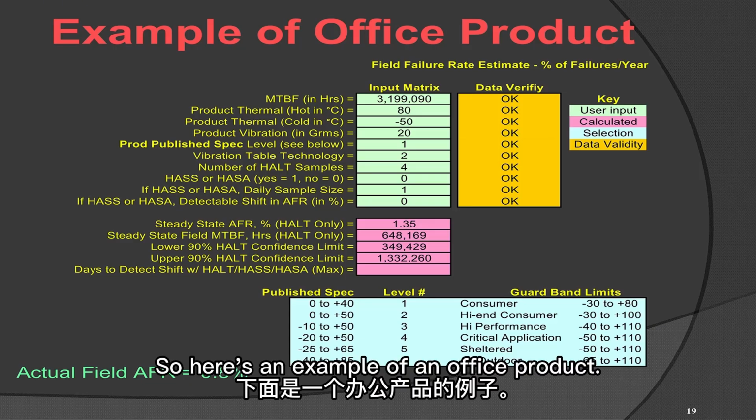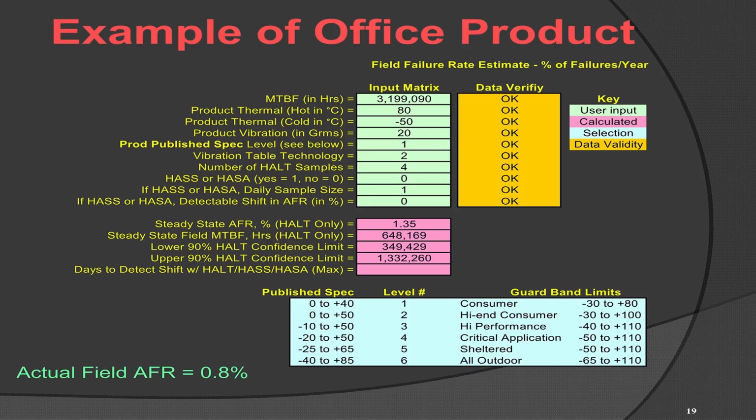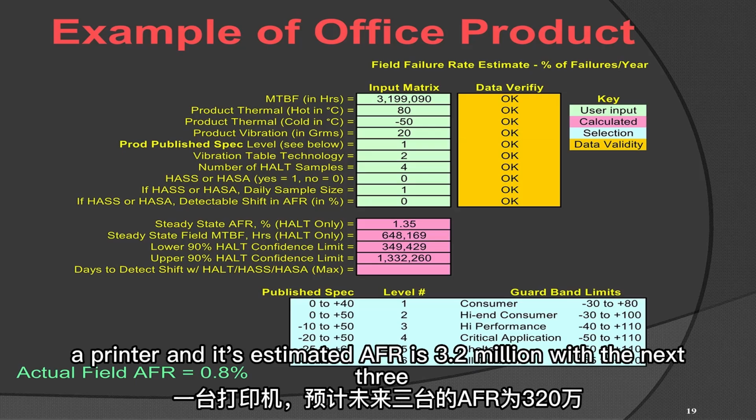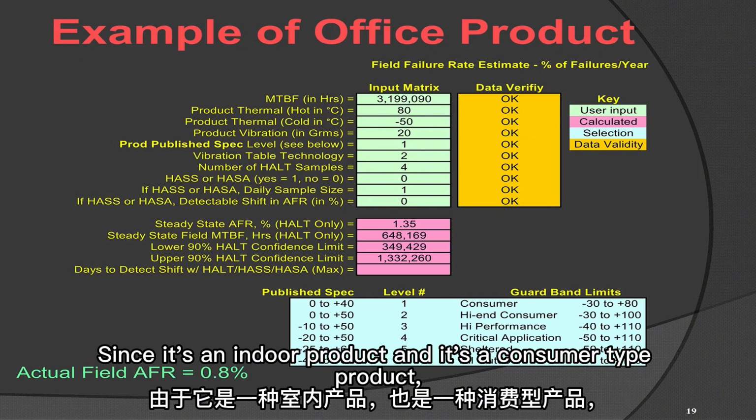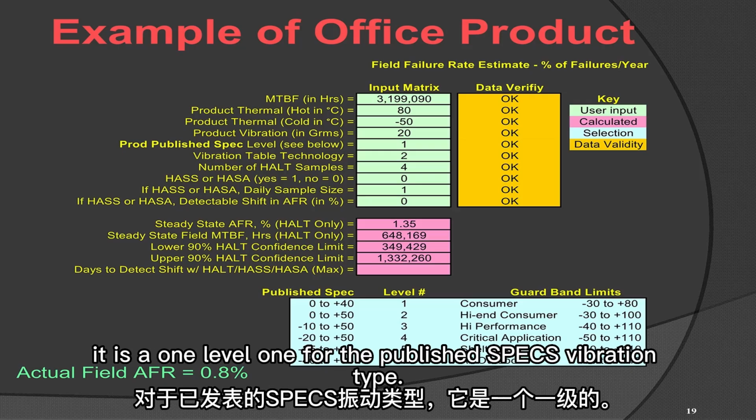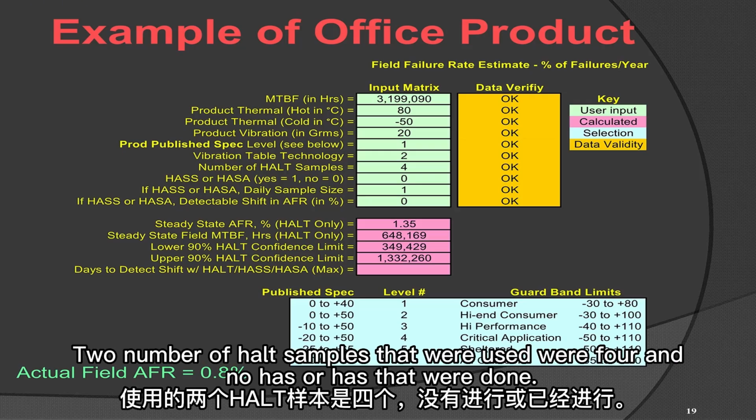So here's an example of an office product. This is a printer, and its estimated AFR is 3.2 million, with the next 3 fields as derived or obtained from the HALT. Since it's an indoor product and it's a consumer type product, it is a level 1 for the published specs. Vibration type 2. Number of HALT samples that were used were 4, and no HASS or HASSA were done.